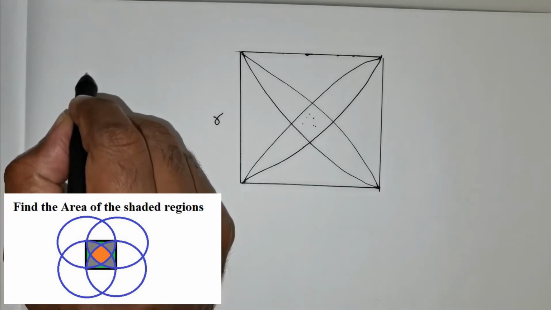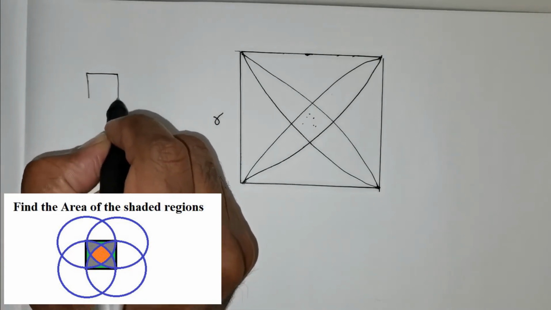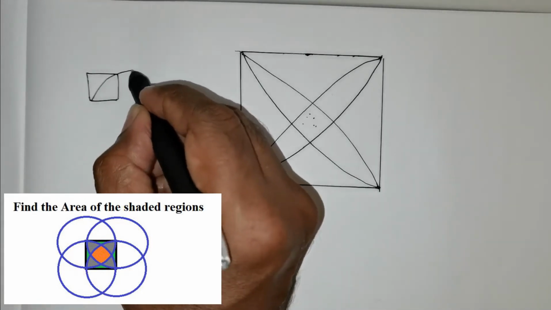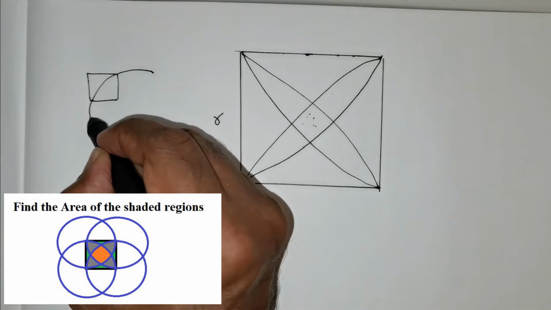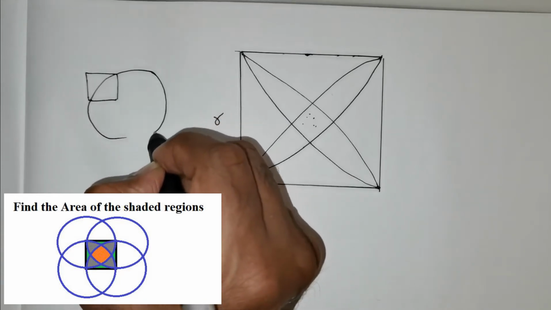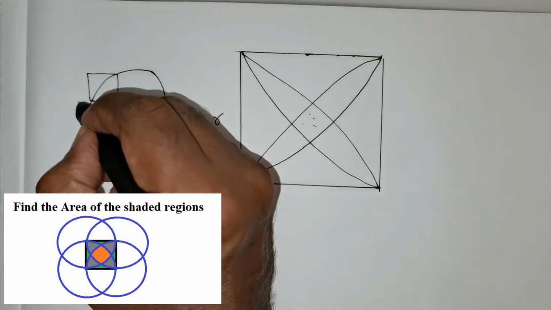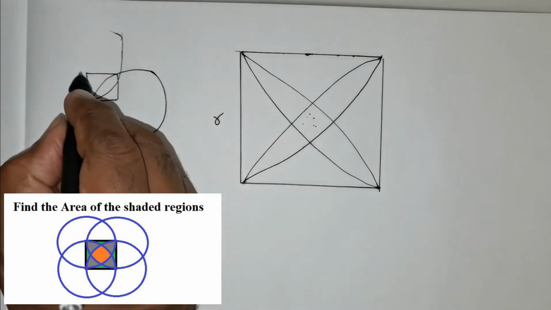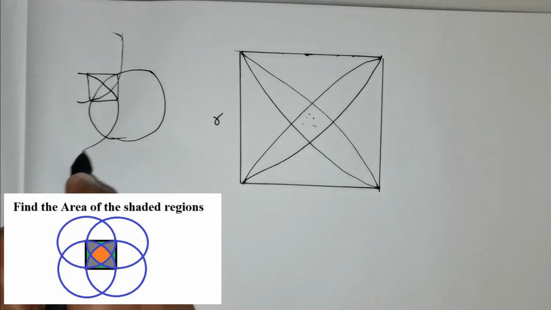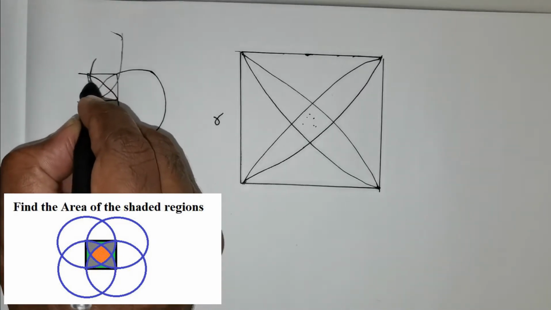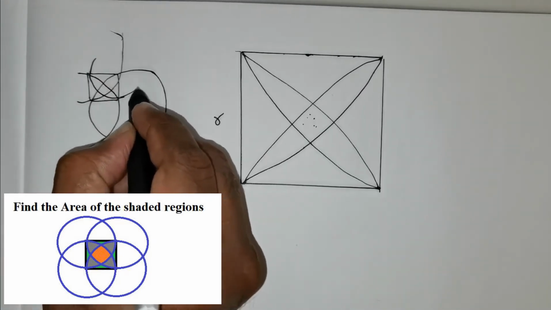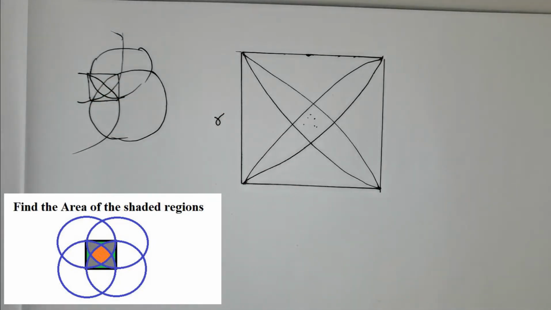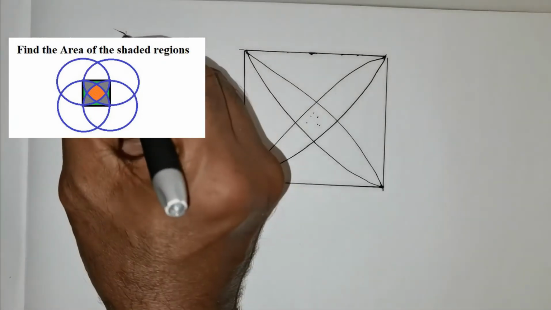So you are given a square and you have circles passing through the vertices of the square, something like this, and something like this, something like this, and something like this. Okay, it goes like this. I hope you are able to get a picture. So these are all circles.